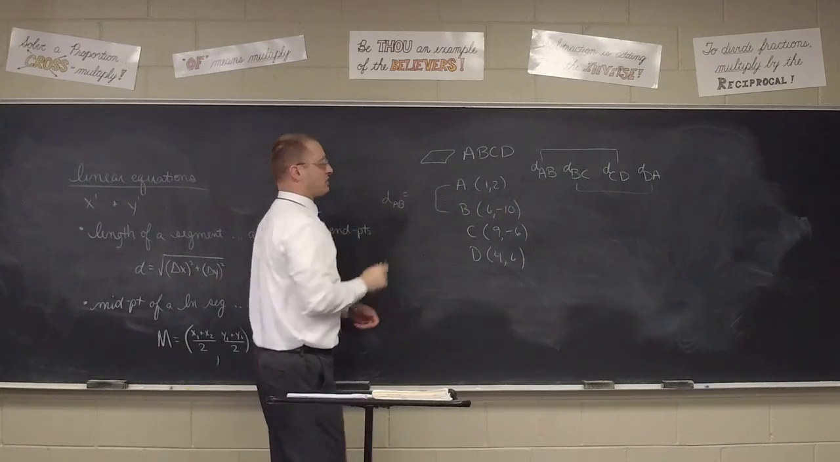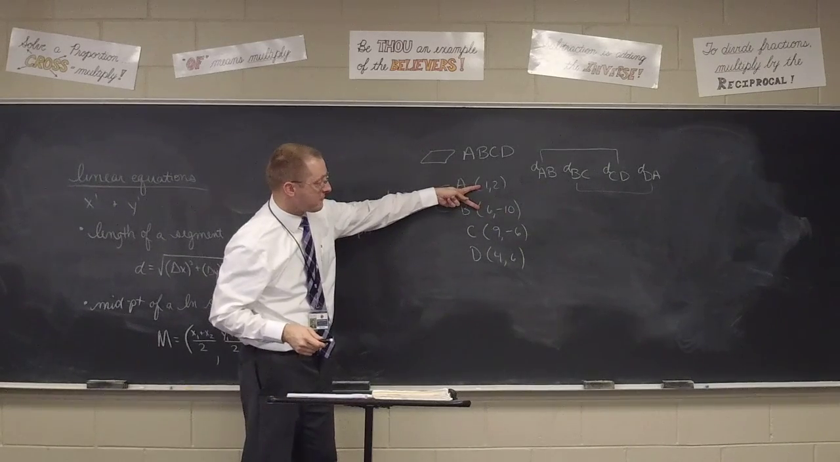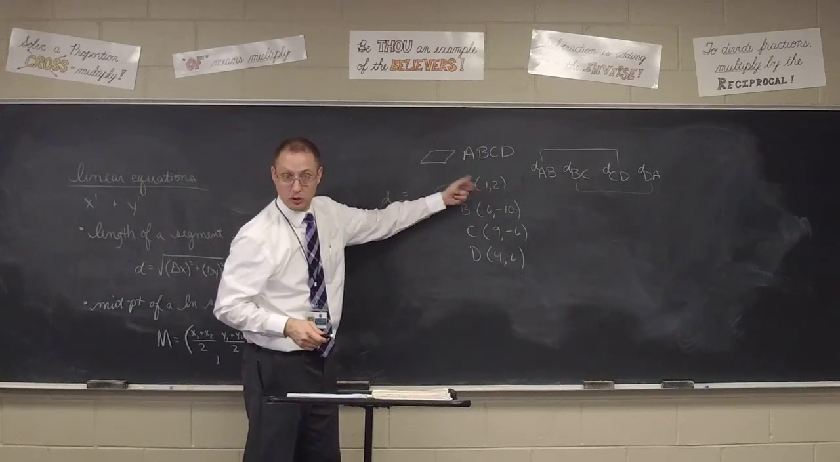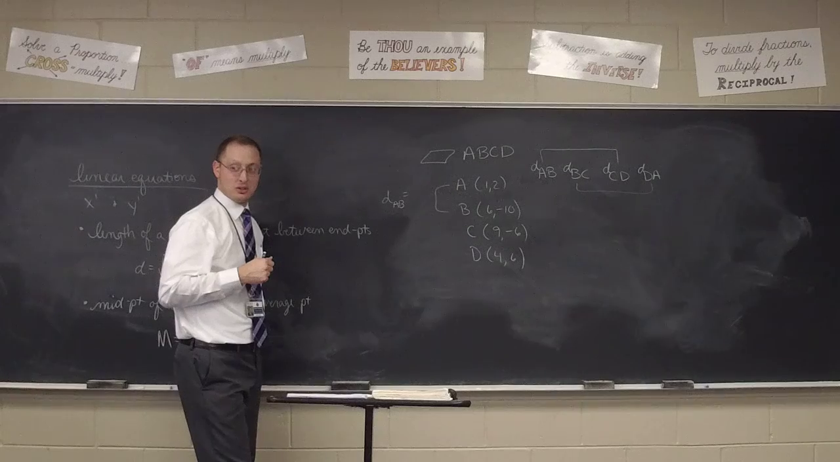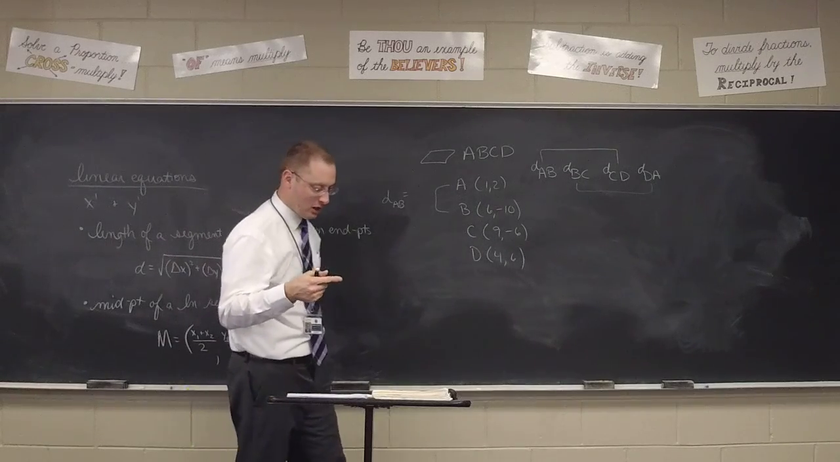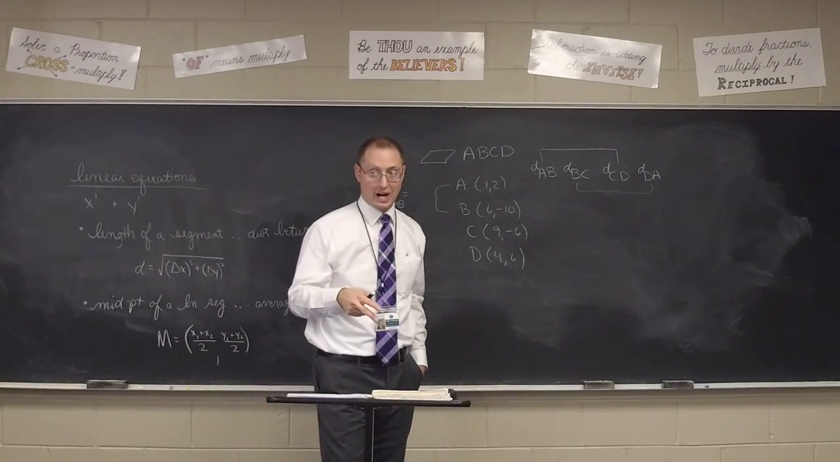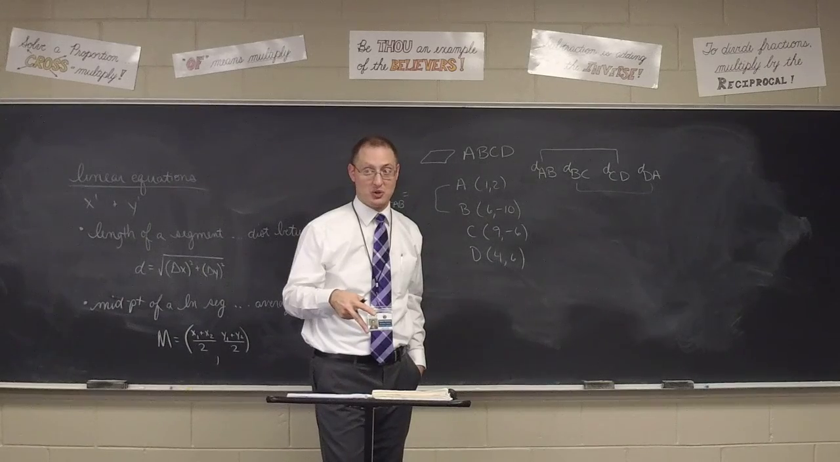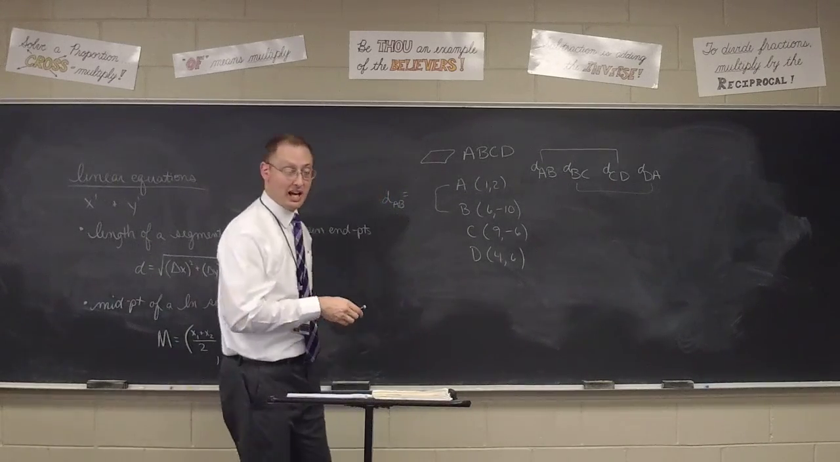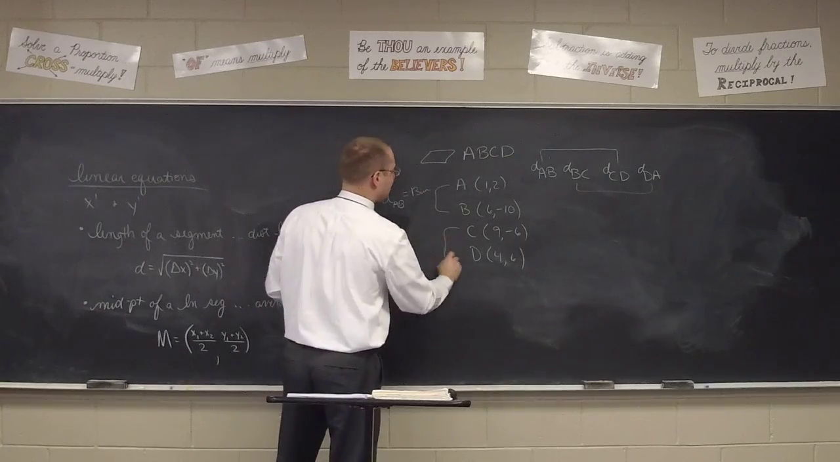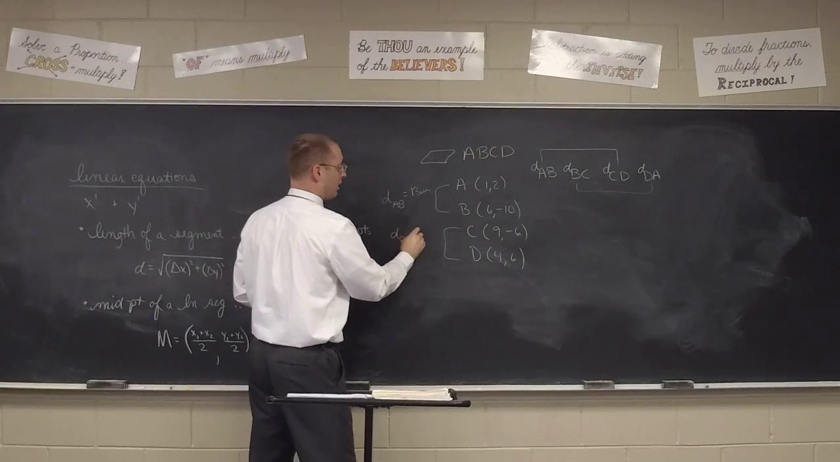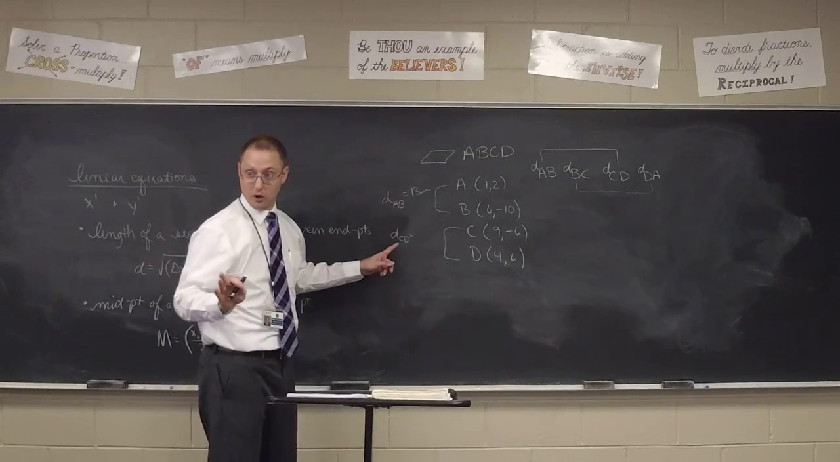Well, what's the change in x? 5. Change in y? 12. Careful. 5 squared? 25. 12 squared? 144. 25 and 144 added together gives you 169. Square root of 169? 13 units. All right, let's find CD's length as well. If it also is 13, we're halfway home.